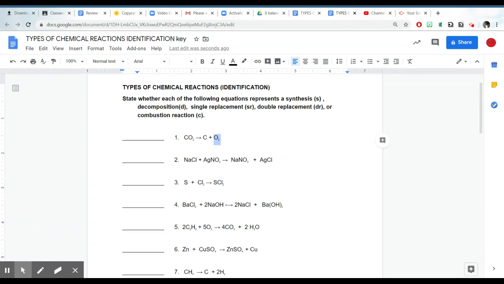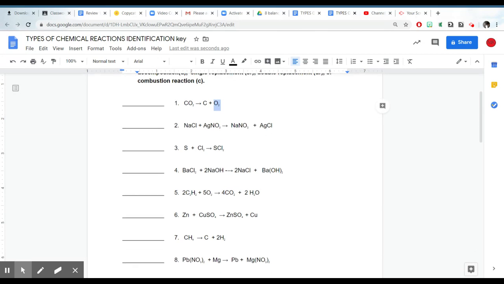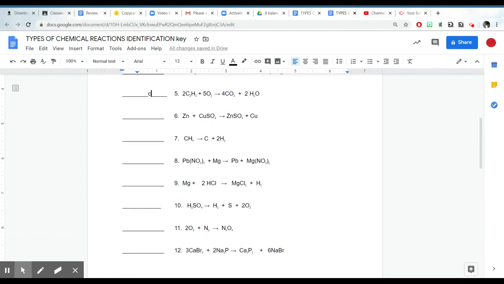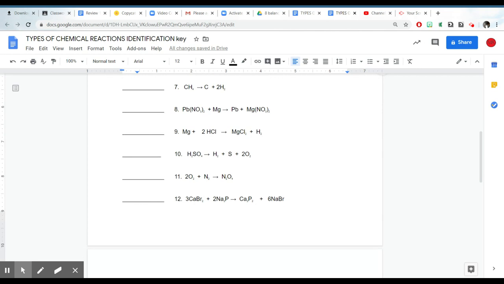Okay, so let's look through all these numbers and see if we can find oxygen gas as a reactant. Here I have oxygen gas on the reactant side, that makes it a combustion. And I do have oxygen here, but it's not oxygen gas right here. You've got to look for that O2. Here we go, O2. 11 is a combustion.